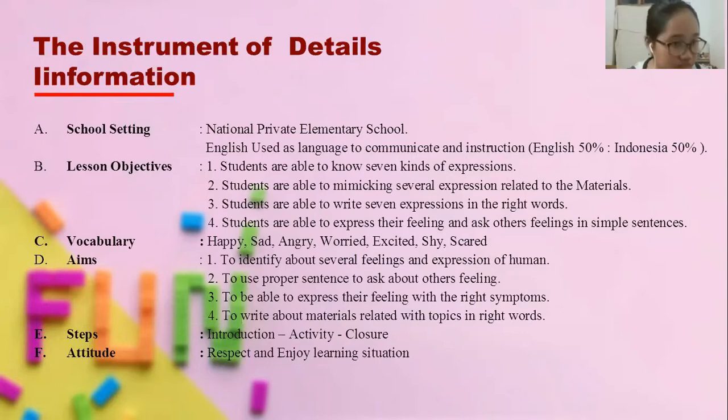Next, the vocabulary. We are focusing on vocabulary such as happy, sad, angry, worried, excited, shy, and scared. The aims of the learning: the first is to identify several feelings and expressions that humans have. The second is to use proper sentences to ask about others' feelings. The third is to be able to express their feelings with the right symptoms, like when they are sad, how to know from their face or something else like that. And the fourth is to write about the material related to the topic in the right words.